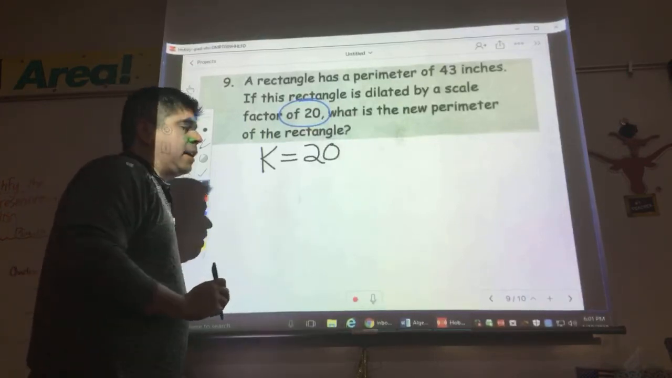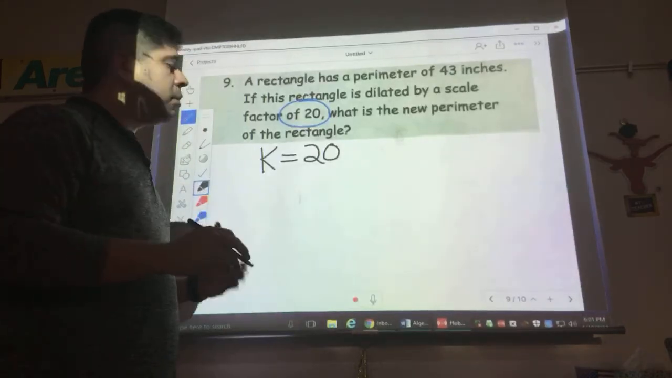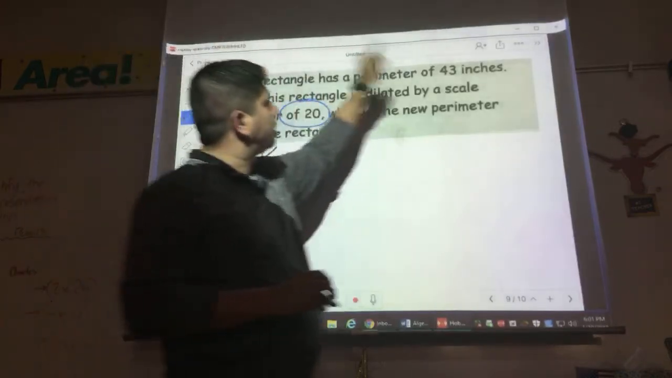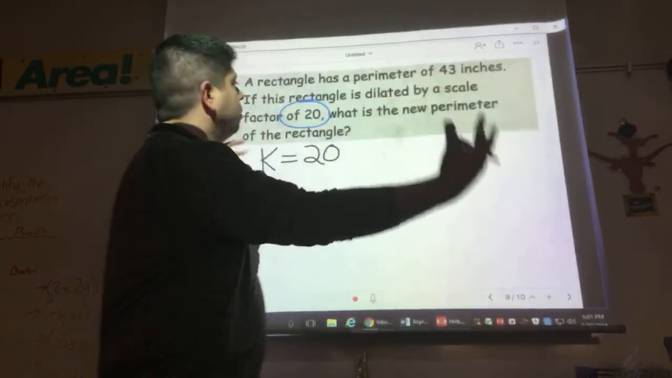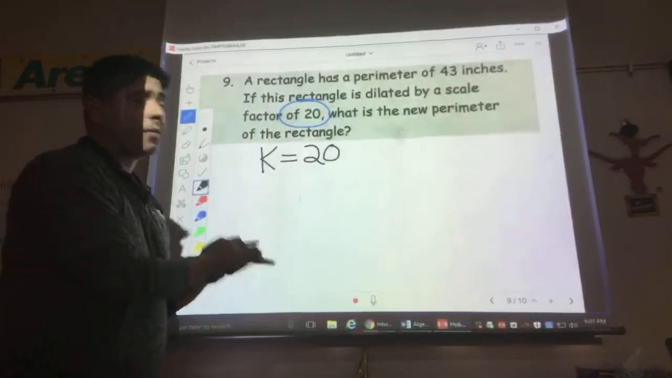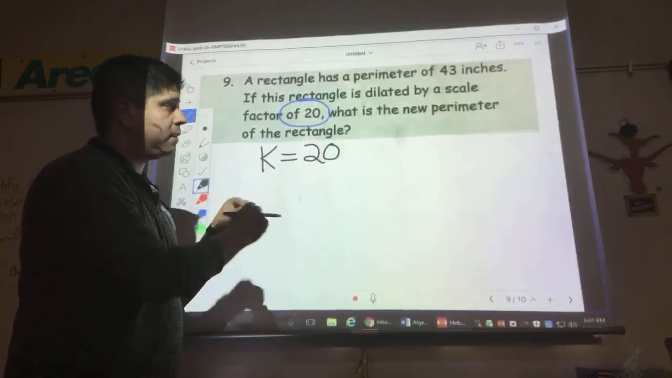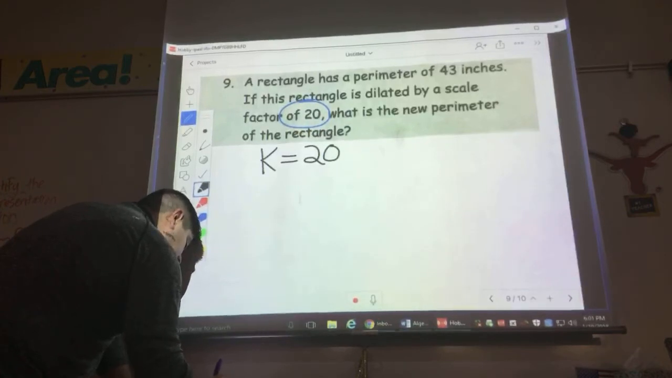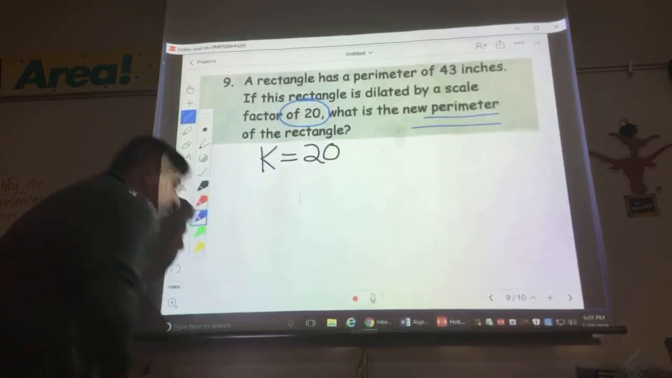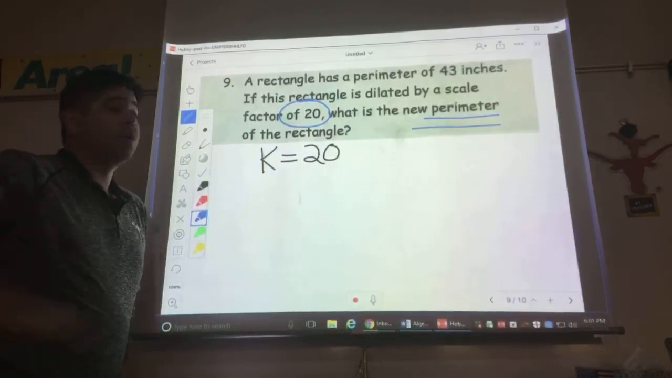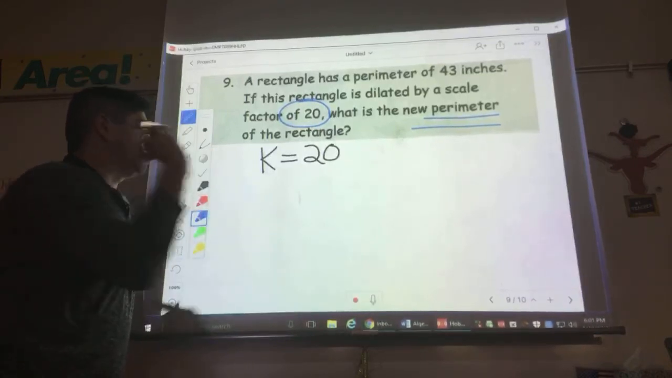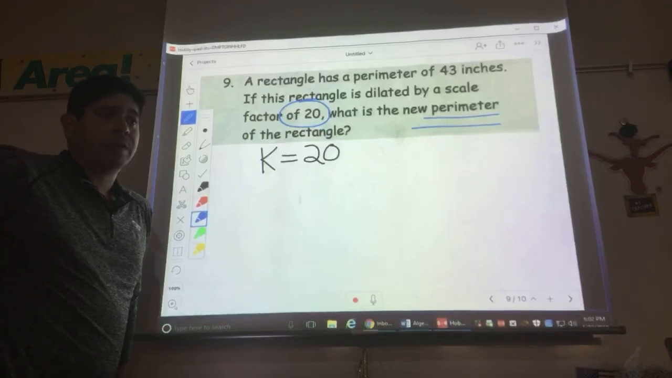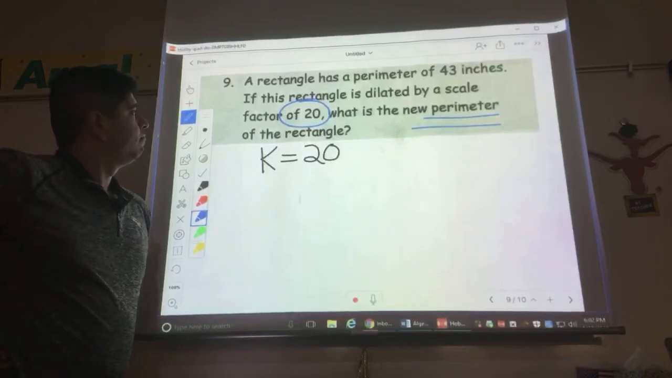When it tells me that the scale factor is 20, then I know I'm going to have to multiply my scale factor times the perimeter to get the new perimeter. But remember, when it's asking for area, then we have to square the scale factor. In this case, it's asking for perimeter, so we don't have to square it. All we have to do is just multiply. So we're multiplying 20 times 43, and that's going to give you the new perimeter.